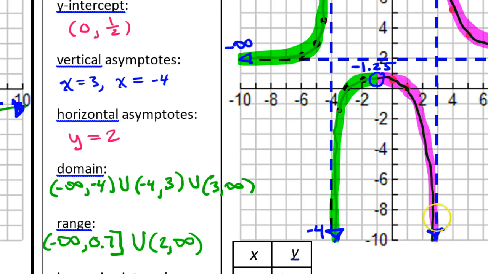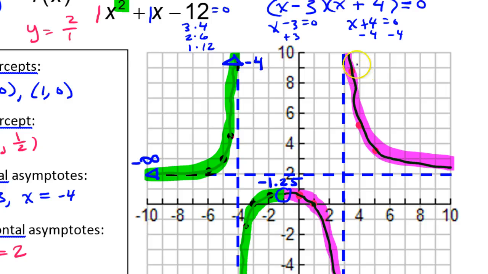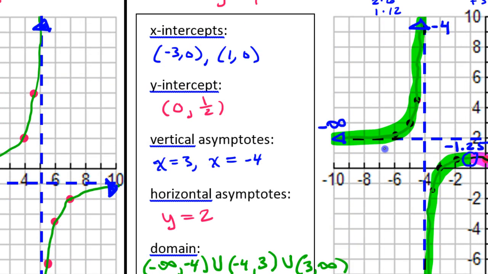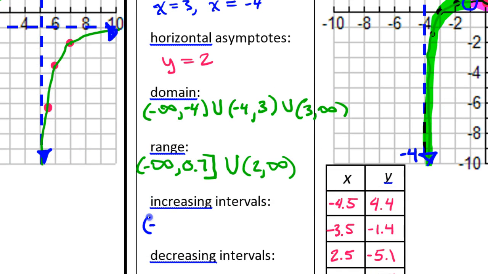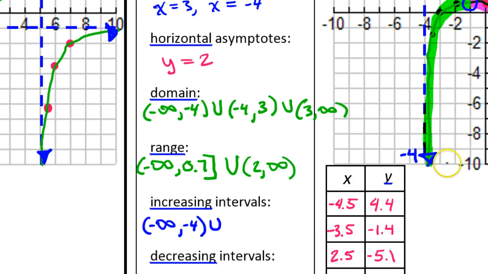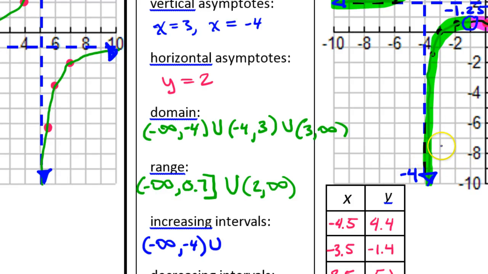So back to this, the asymptote here is at 3, and this end also the asymptote is at 3. That's the x value of this arrow. The x value of this arrow is positive infinity. So my increasing intervals, my first one goes from negative infinity to negative 4. But then I've got another one that goes from negative 4 to negative 1.25.